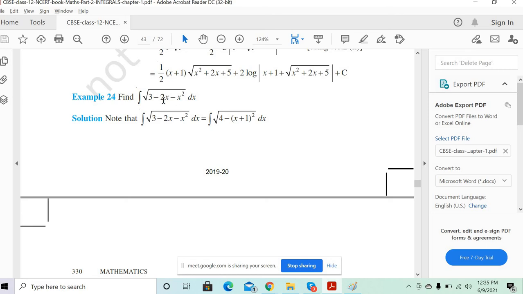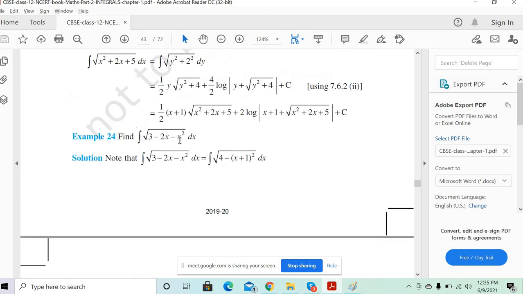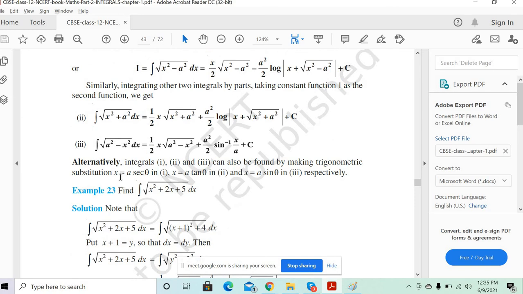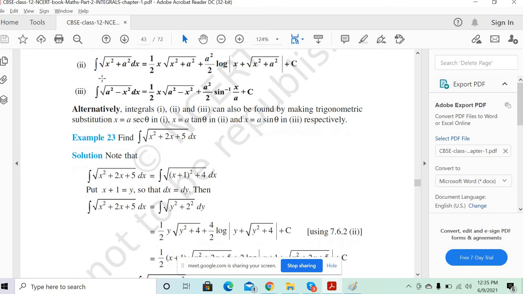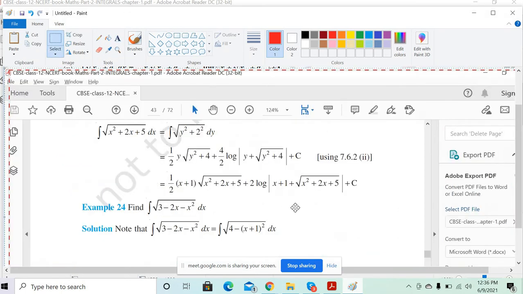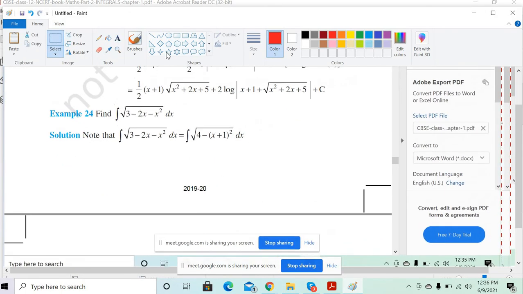Again, completing the square, in this you are perfect, so try it out. Just take care of the minus and plus signs, after that it will be fine for you. 3 minus 2x minus x square, isn't it? That is what you need to take care of. So let's see which formula it comes down to now. First you try it out. If you face any difficulty, then I'll explain to you.